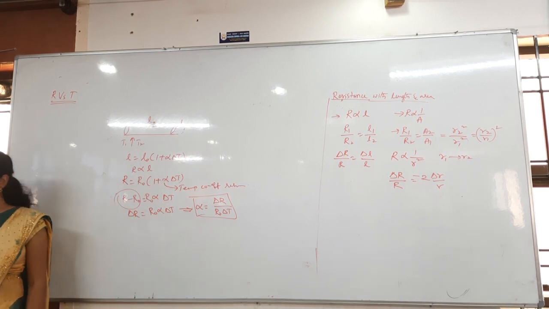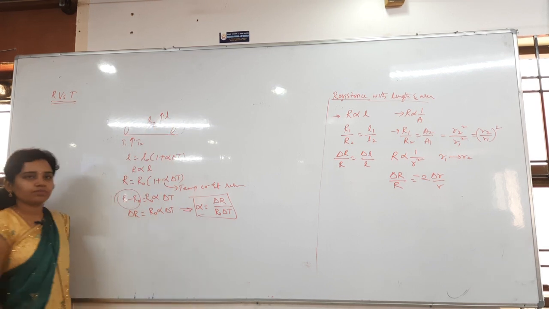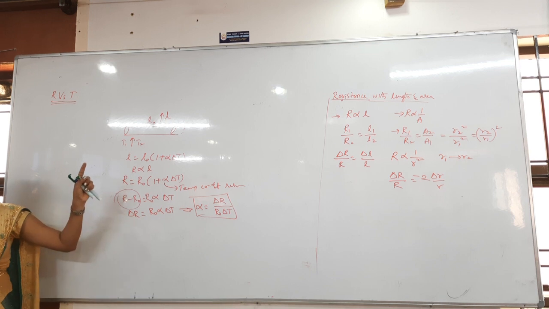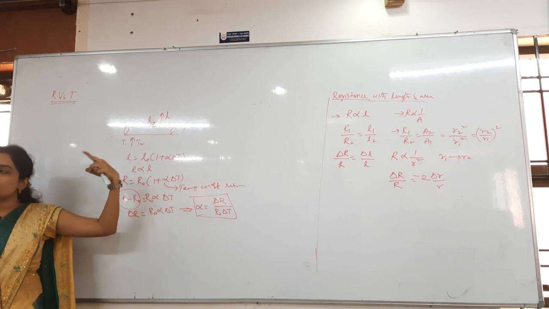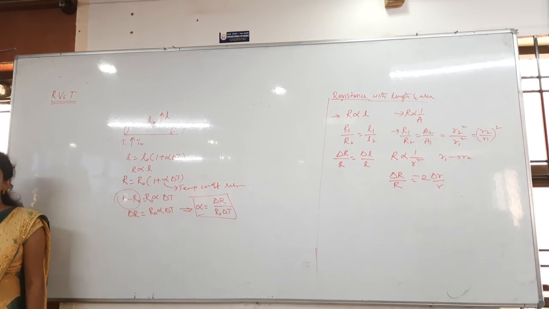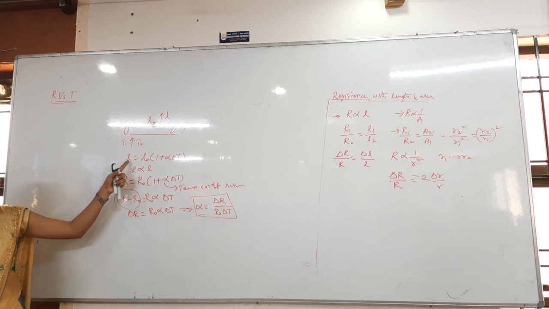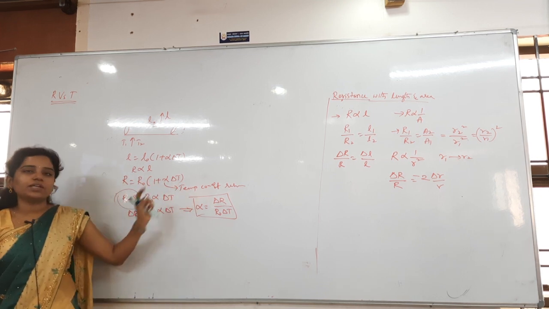L, final length. I am not talking about the change, finally it is becoming L. Then L is equal to L naught into 1 plus alpha delta T, where alpha is known as the coefficient of linear expansion in that topic. Now already we know the relation between R and L. R is directly proportional to the length. So in the place of L I can write R. R is equal to R naught into 1 plus alpha delta T.